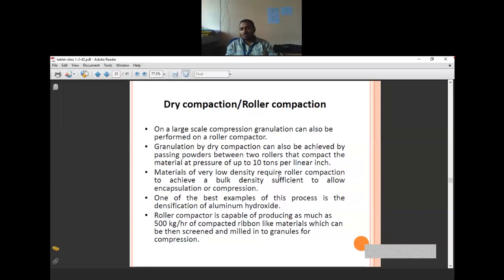Nowadays we are using multi-station compression machines on laboratory scale also. On industry scale, we can get about 3 to 5 lakh tablets in 2 to 3 hours. Easily we can get 20,000 to 30,000 tablets in 1 hour. That is the high speed multi-station compression machine.